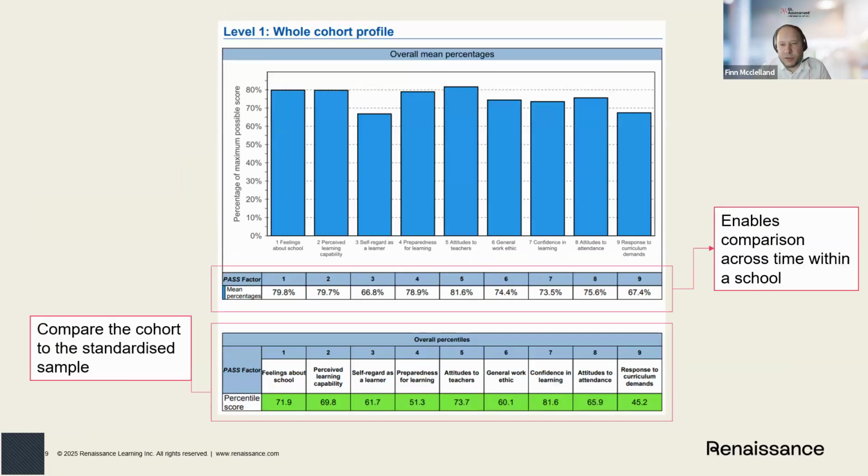So again, this is just a larger image of how the data is presented. You can see the 9 factors illustrated here, and you've got the mean percentage of positive responses for each of the factors, and that is for your school's data, for your cohort. And then below that, you've got the comparison to the standardized sample.